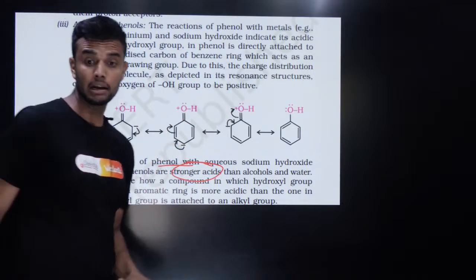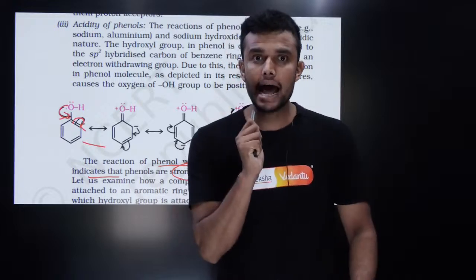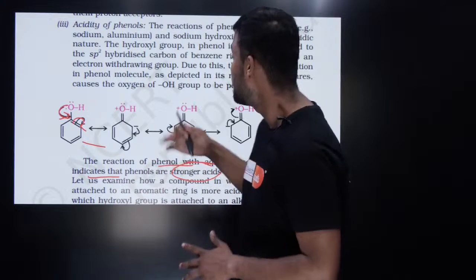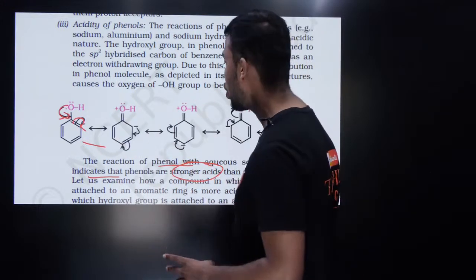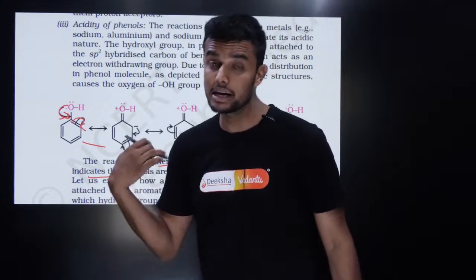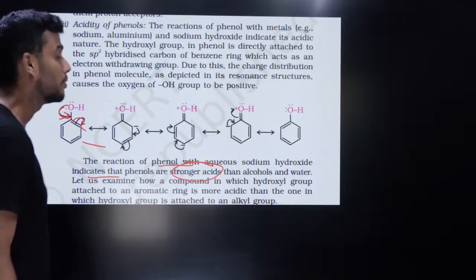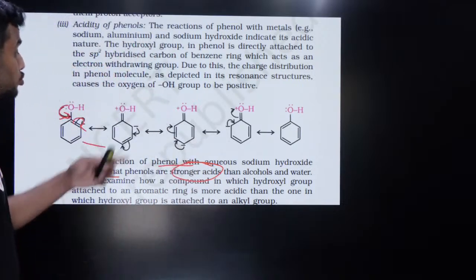Than alcohols and water. Definitely they ask in the exam, students, why phenols are stronger acids than alcohols and water. Why, sir? Because of the reaction of phenol with sodium hydroxide, which indicates this. You need to write that reaction also, the formation of the sodium phenoxide ion. You need to show that ion also.